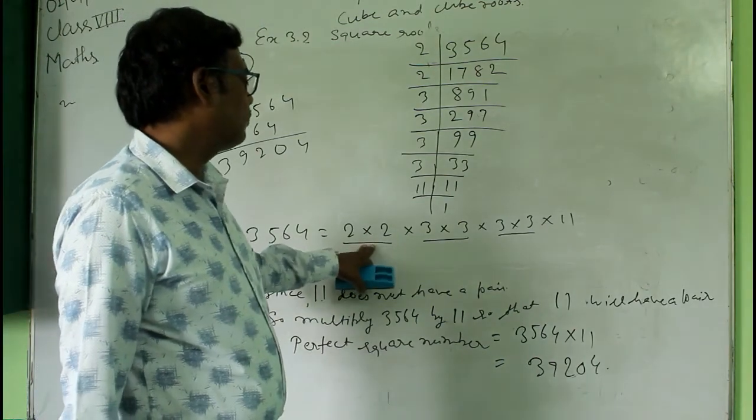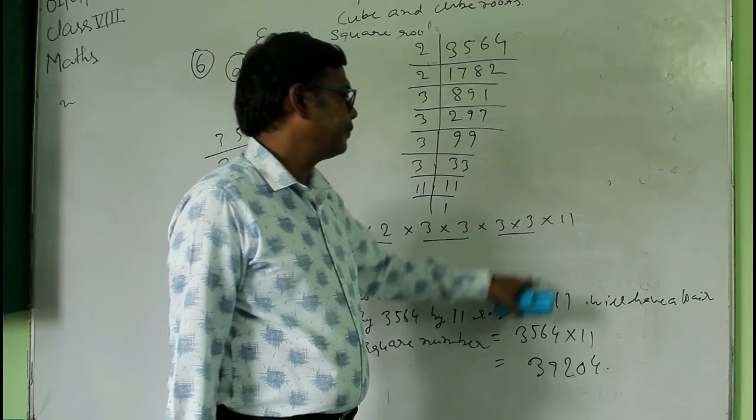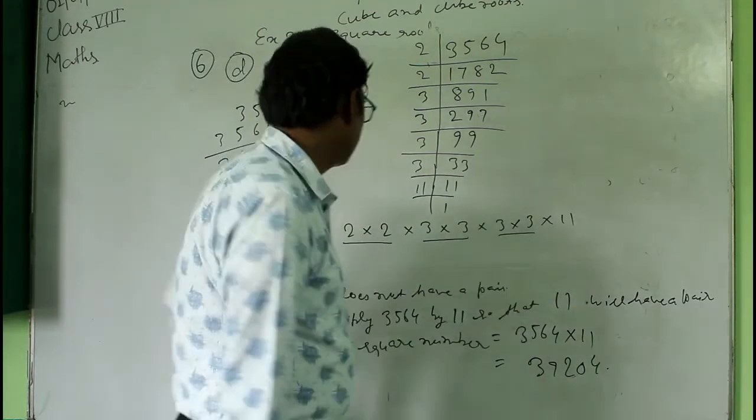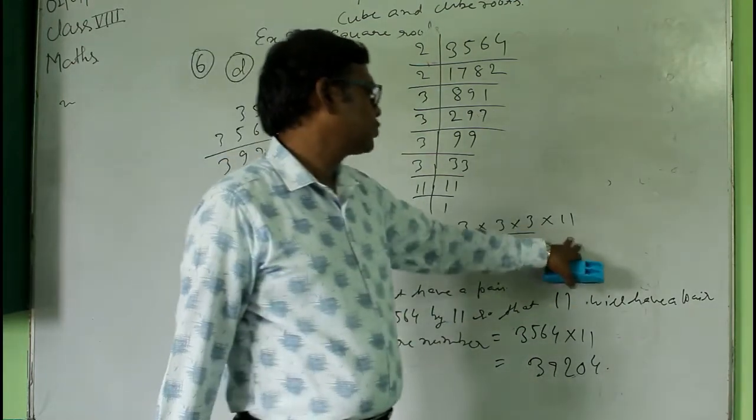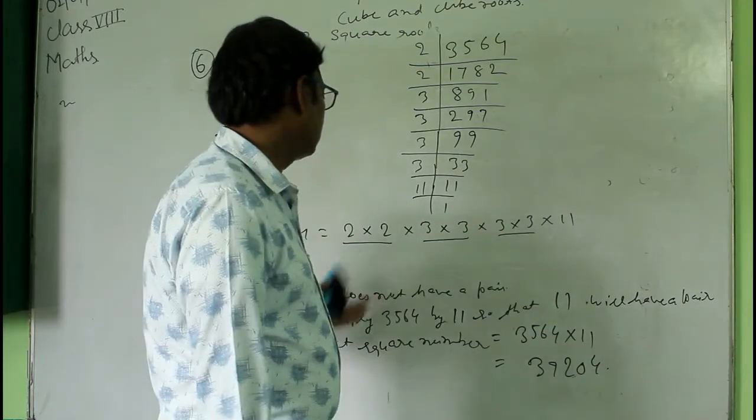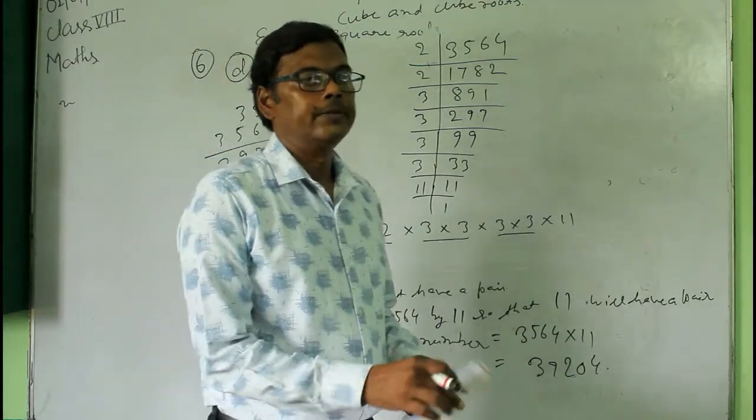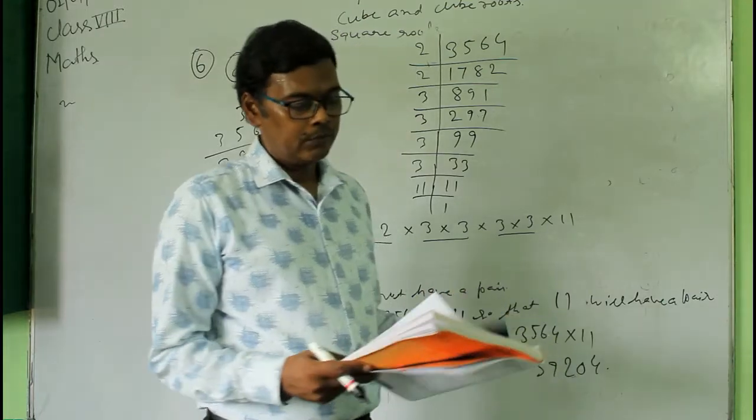Here, because this is already in pair, this is in pair, this is in pair. So 11 is not in pair, so you will divide this number by 11. So this 11 will be removed, and therefore the resulting number will be a perfect square. So here, that is what we have to do in this question.